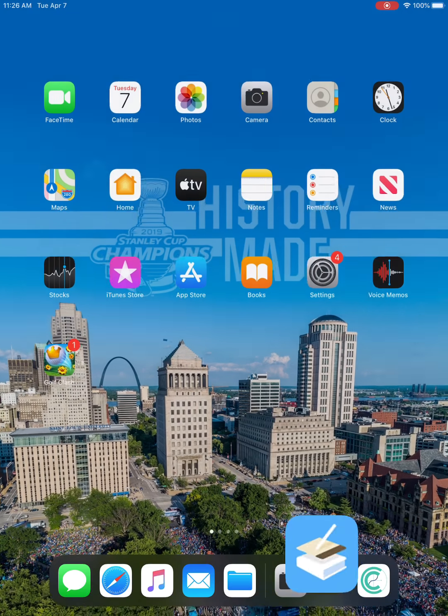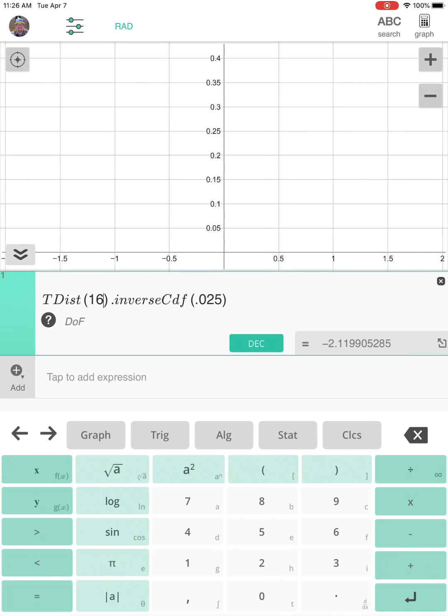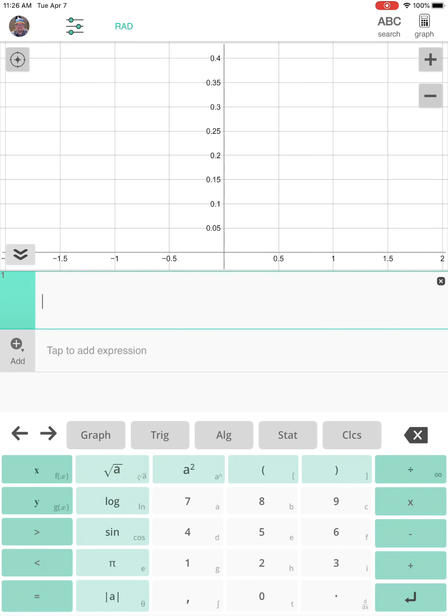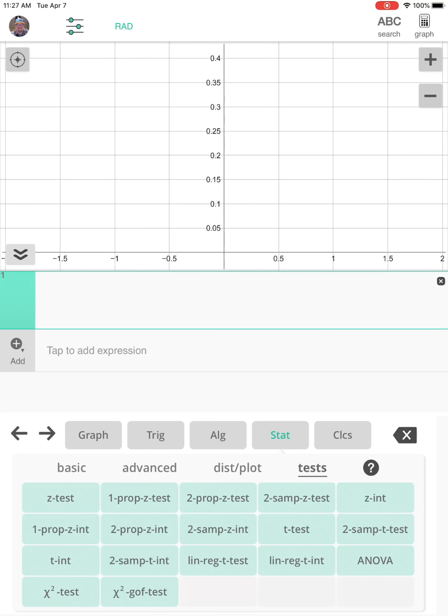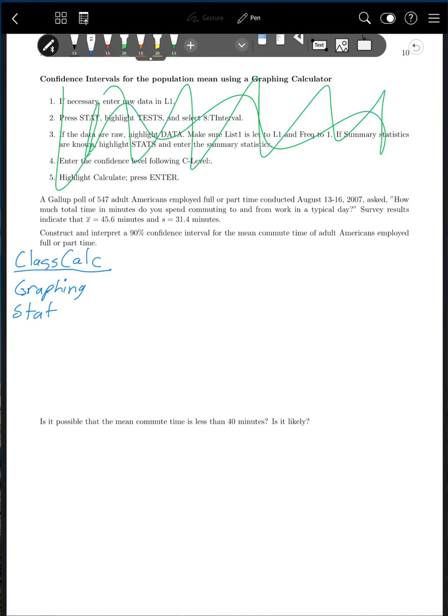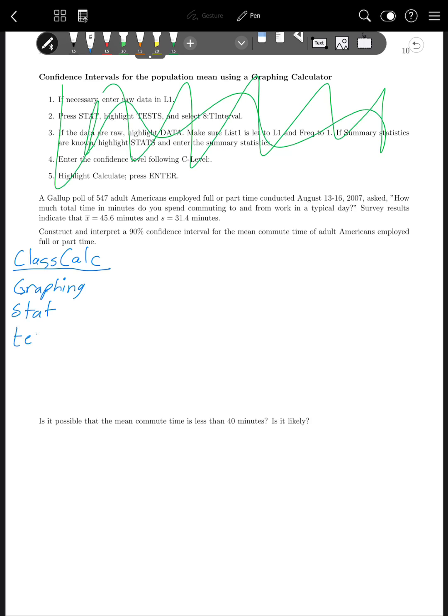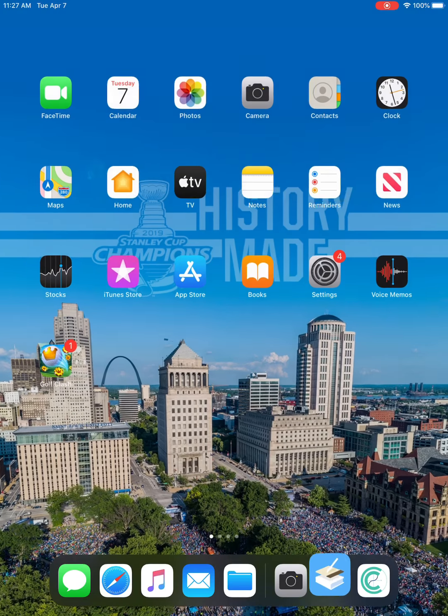I'll write the directions. So we're mostly going to ignore this. I mean, if you wanted to use a TI-83 or 84, you could. The directions are given right there. But if I'm going to do this with the ClassCalc app, we'll do it over here. So we're going to go to graphing. Right, first go to your graphing calculator. Then we're going to go to stat.